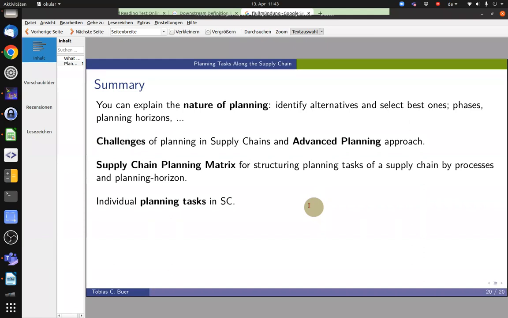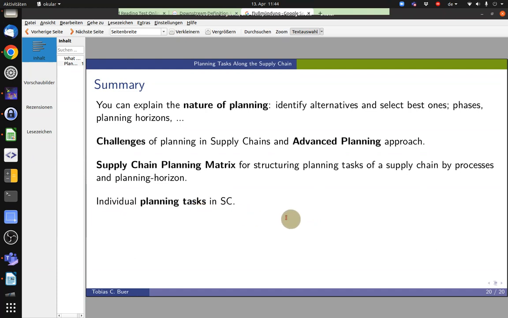We discussed the so-called supply chain planning matrix, this matrix that has planning horizons, long, mid, and short term, and the different processes, procurement, production, distribution, and sales. And it helps you to classify and structure different planning tasks. And of course, you should have an idea about what is the nature of these planning tasks. And also, let me give you a heads up, some of these planning tasks are discussed in extra courses here at Georgia Tech that you will take in the future.